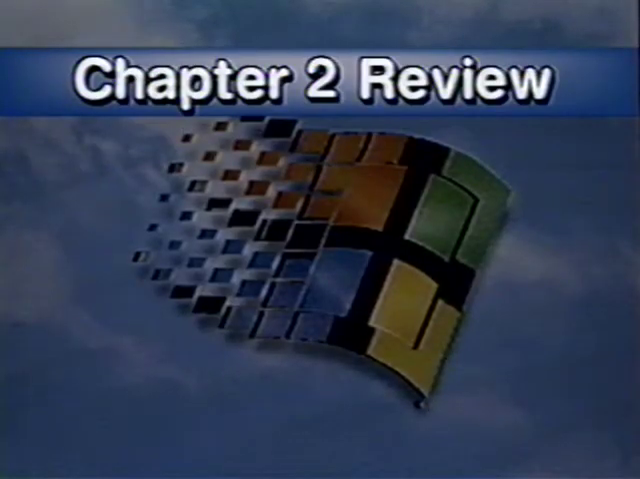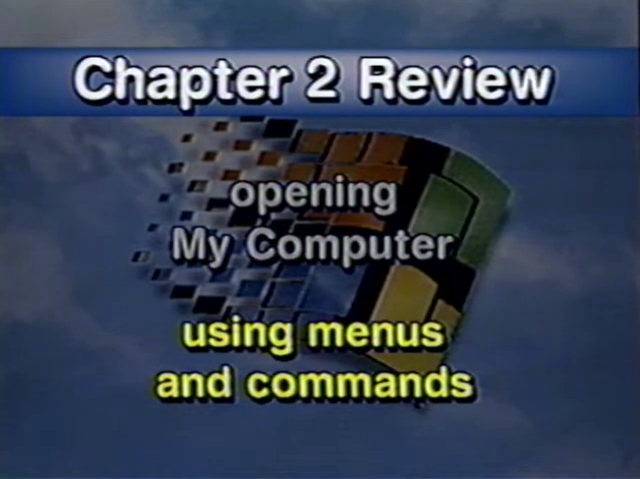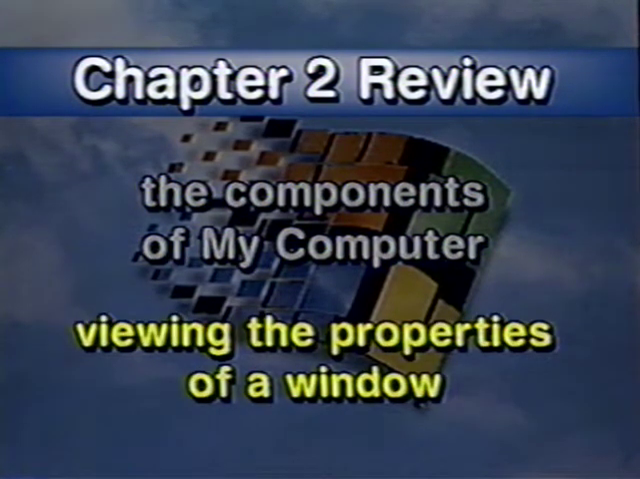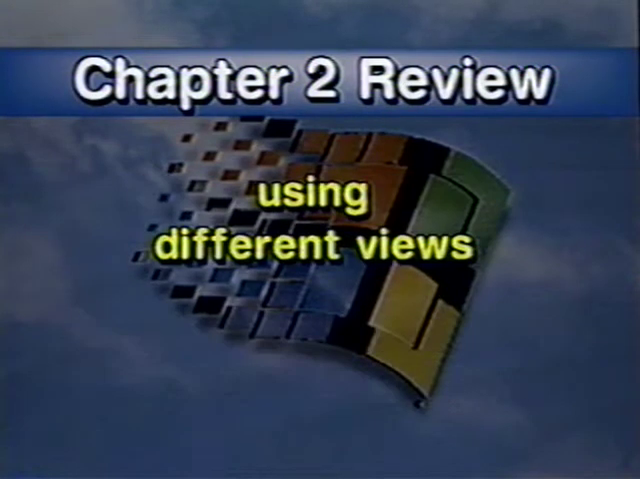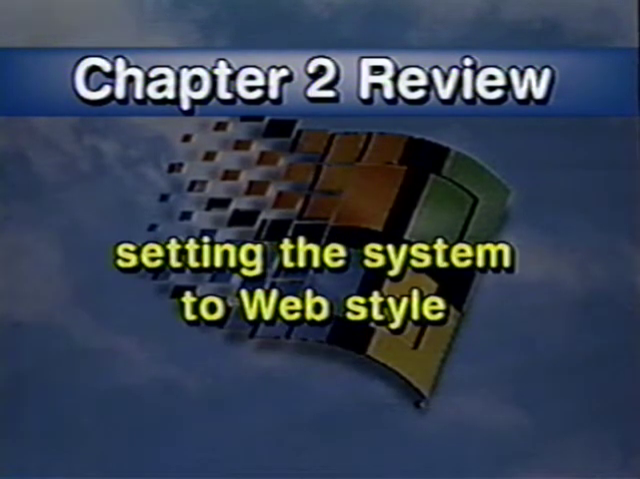Let's review what we've covered in this chapter. We opened the My Computer window from the shortcut on the desktop, then discussed how to use menus and their commands. We looked at some components of My Computer and saw how each window had its own properties. We looked at different views and discussed the toolbar. Finally, we changed our settings so we can use the web style.